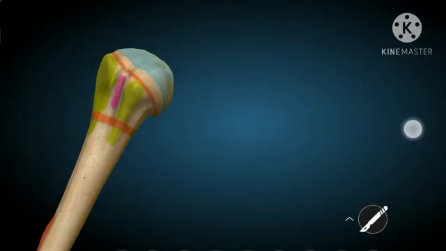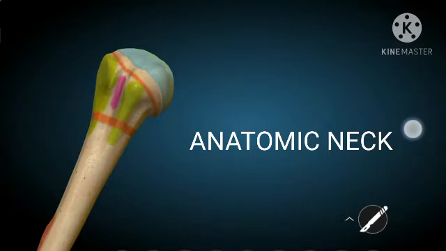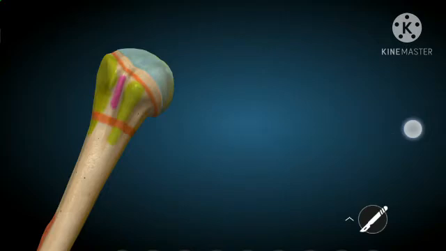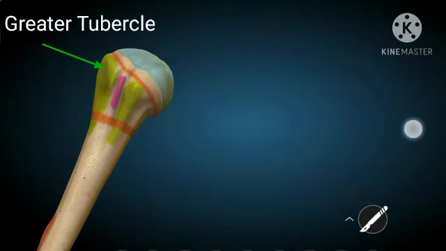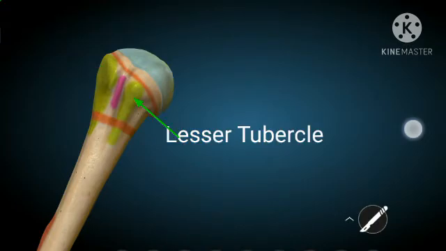Moving on, immediately below the head of the humerus, we have got the line here called the anatomic neck. And the anatomic neck is important in that it is the line of the attachment of the capsule of the shoulder joint. Just below the anatomic neck, we have got two prominences or two tubercles. Laterally, we have got the greater tubercle, and anteriorly, we have got the lesser tubercle.